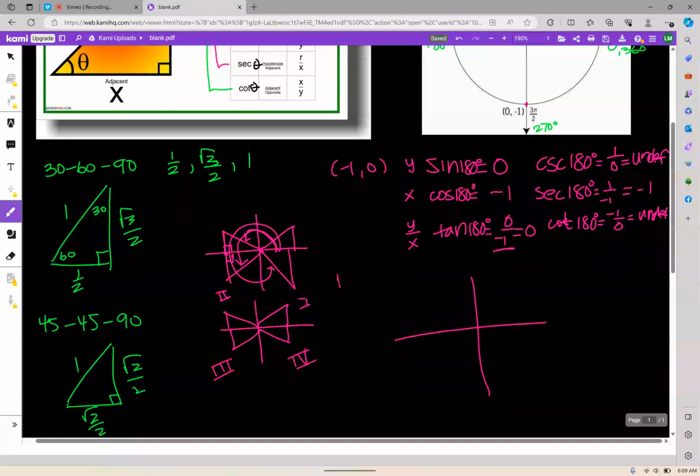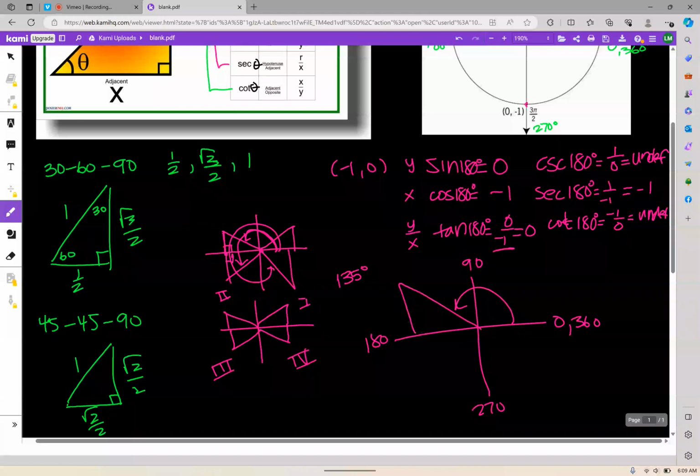Let's go for 135 degrees. So remember, this is 0 degrees, 90, 180, 270, 360. So I'm going to go 135 degrees, which would be somewhere between 90 and 180. All right, let's see if we can figure out how much this angle is. So 180 minus 135 would give me this little piece right here. So that's 45 degrees. So I have a 45 degree reference angle. And I know the sides of my triangle in a 45, 45 right triangle. I know the hypotenuse is 1. I know the legs are square root of 2 over 2.